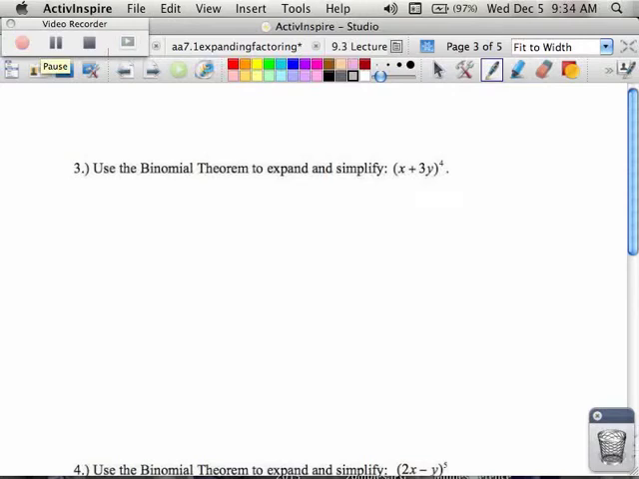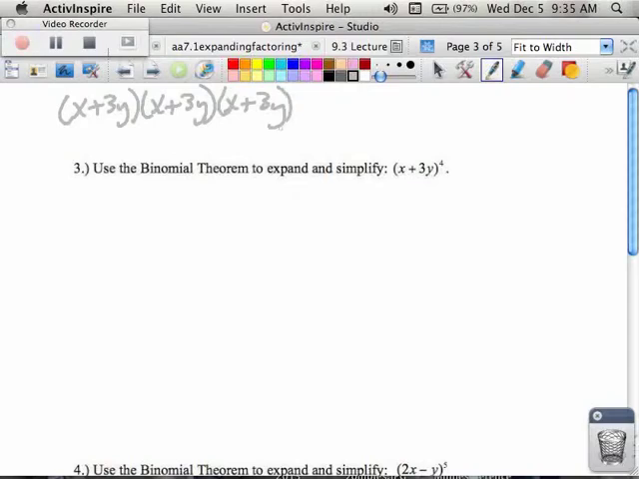Code how we use this binomial expansion theorem to help us find out how to do the following problem. If you were to do this problem by hand, this is what would happen, which I hope you don't do. You would have x plus 3y times x plus 3y times x plus 3y.